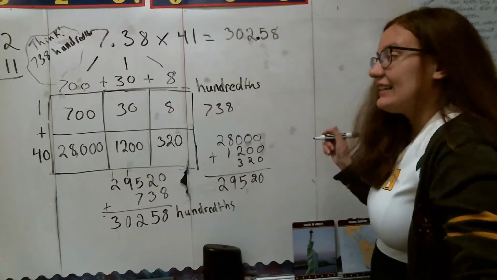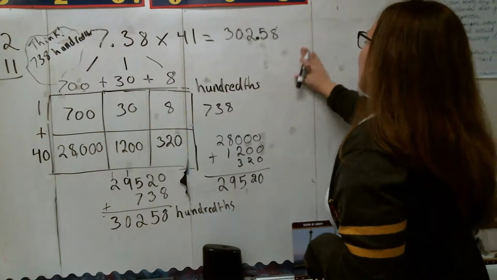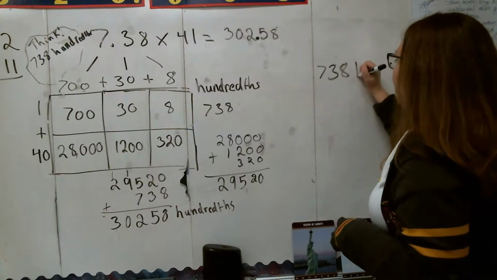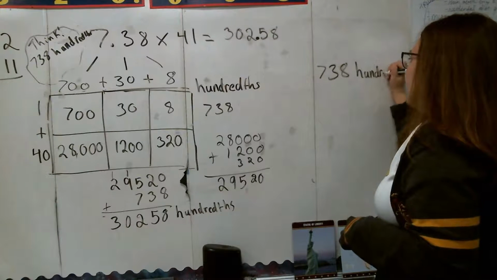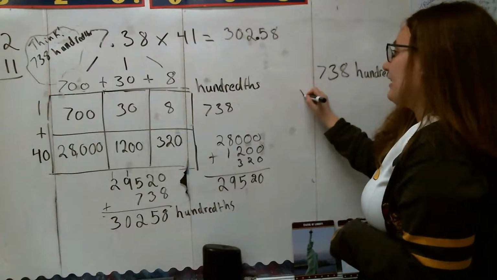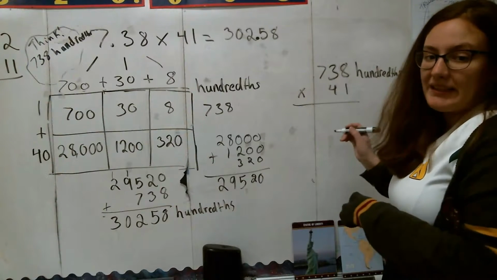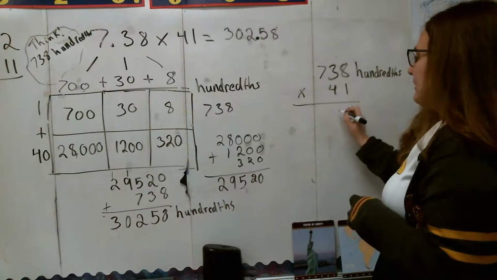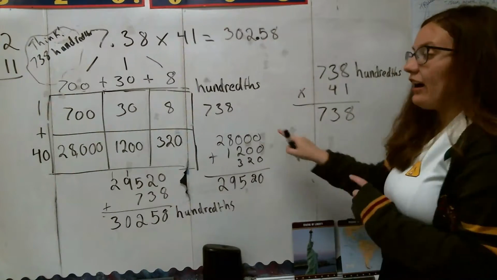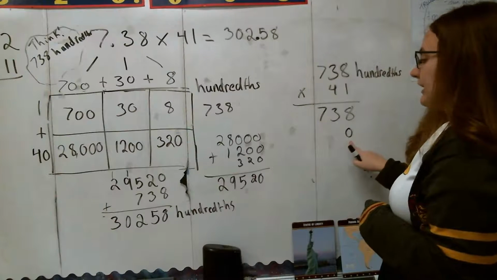So let's check this with a standard algorithm, and this is going to be very similar to what you saw in the last lesson. We're going to write 738 hundredths just like this, and then we'll multiply it by the other factor, 41. 1 times 8 is 8, 1 times 3 is 3, 1 times 7 is 7, for 738 hundredths, just like our area model. Then I need to add a 0 for my placeholder.